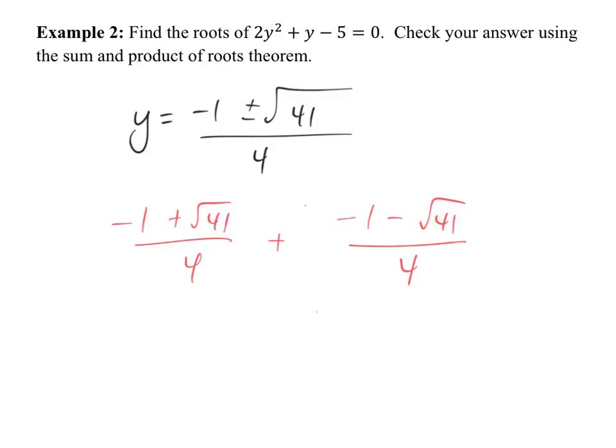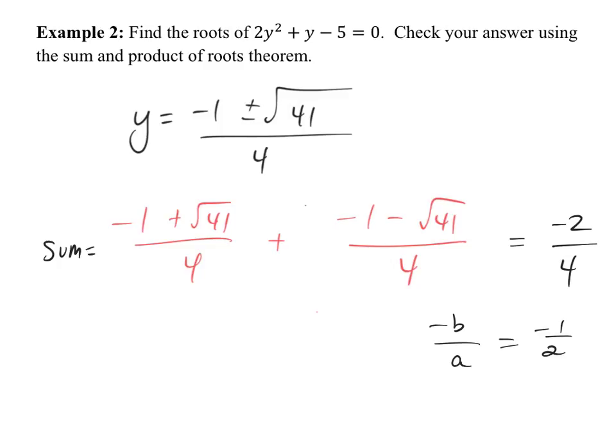So when we add the numerators together, we're going to get negative 1 plus negative 1, which is negative 2. The denominator is still 4. What happens to root 41 and negative root 41? They cancel. So I get negative 2/4, which is really negative 1/2. Well, we were told that this was the sum, and if you recall, the sum is represented by negative b over a. Does it hold true?